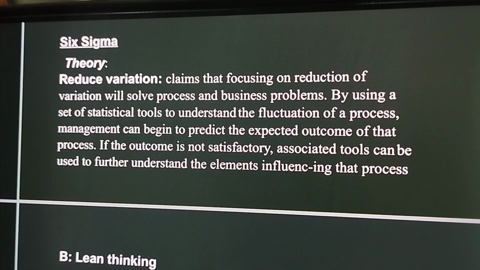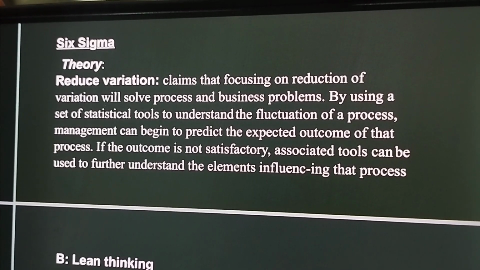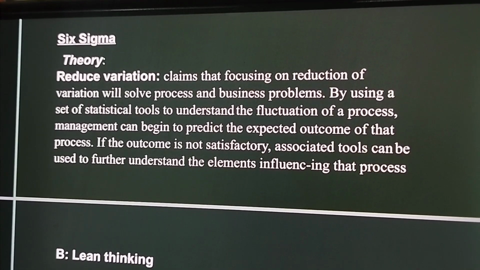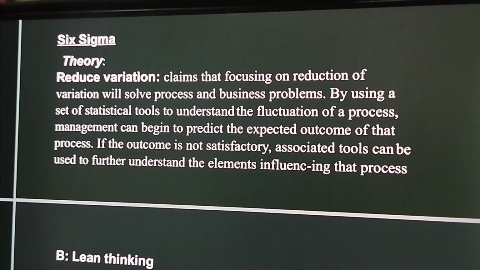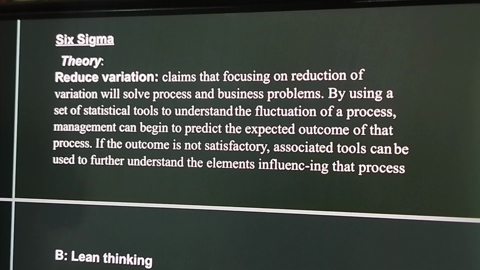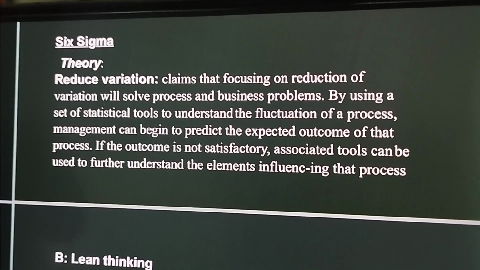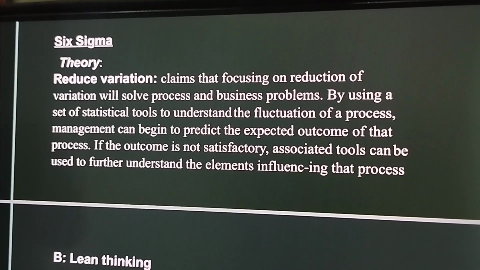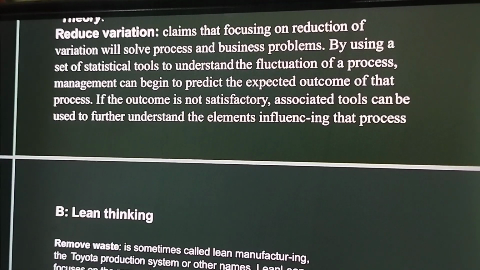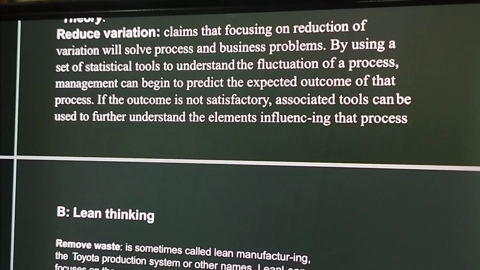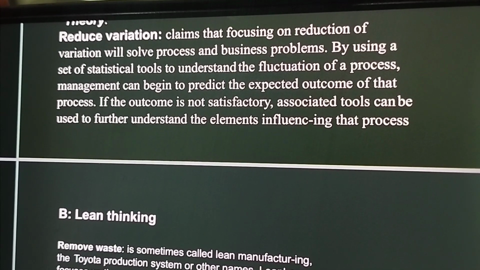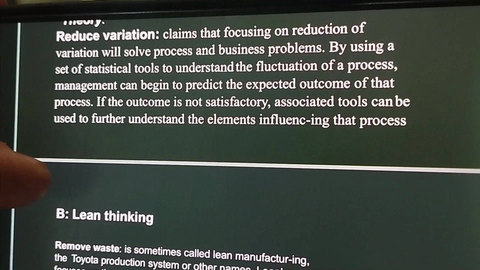Reduce variation. Six Sigma claims that focusing on reduction of variation will solve process and business problems. By using a set of statistical tools to understand the fluctuation of a process, management can begin to predict the expected outcome of that process. If the outcome is not satisfactory, associated tools can be used to further understand the elements that influence that process.